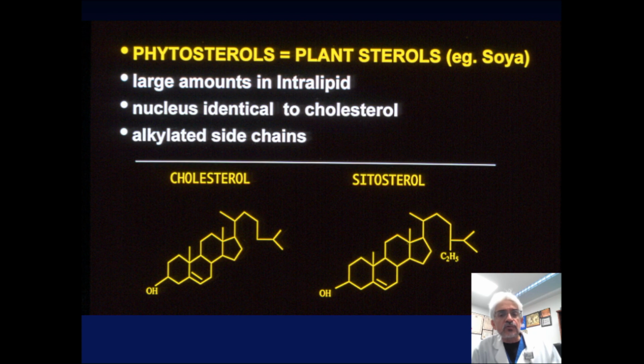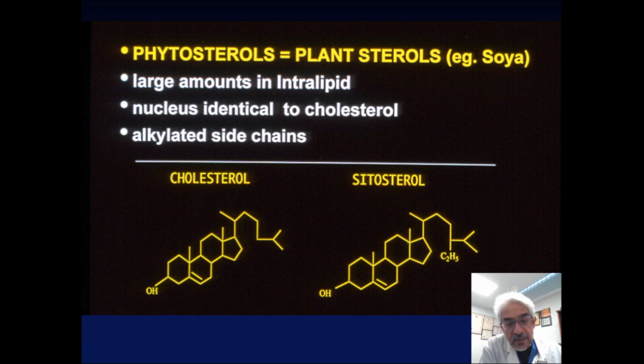So what are these phytosterols? Phytosterols are plant sterols present in large amounts in intralipid and other soy-based lipid emulsions. As you can see in the biochemical structure below, the sterol nucleus is identical to that seen in cholesterol. They differ by virtue of possessing alkylated side chains. Beta-sitosterol, the prototype plant sterol shown here, has an ethyl side chain as shown there.